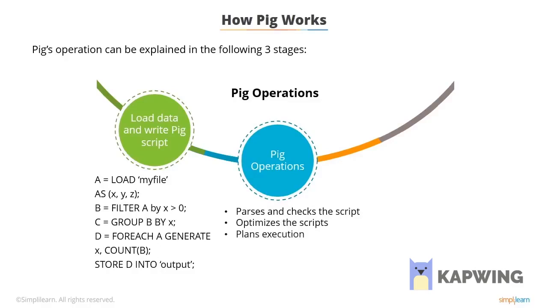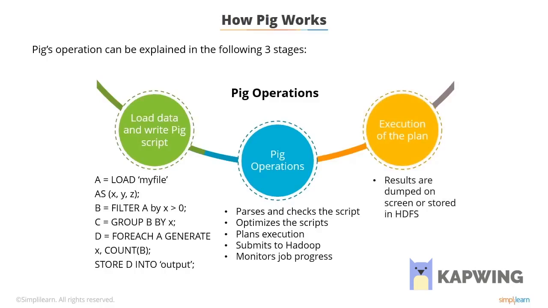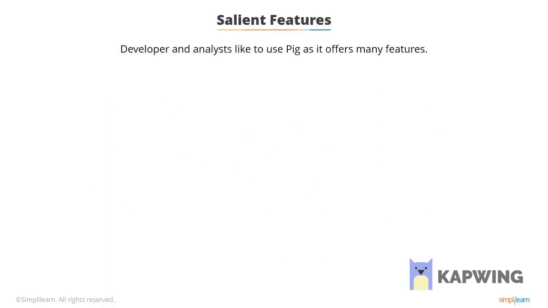The job is submitted to Hadoop as a job comprising map and reduce tasks. Pig monitors the status of jobs using the Hadoop API and reports the status to its client. In the execution stage, the results are dumped onto the screen or are stored in HDFS, depending on the user command. Developers and analysts like to use Pig as it offers many features.